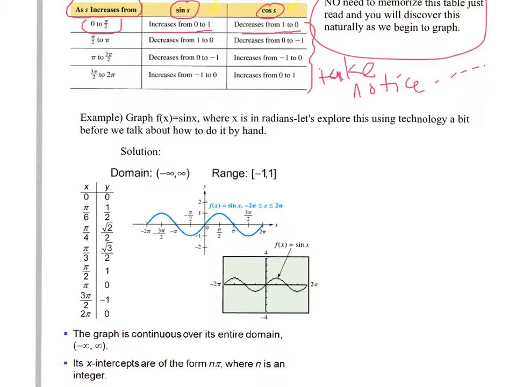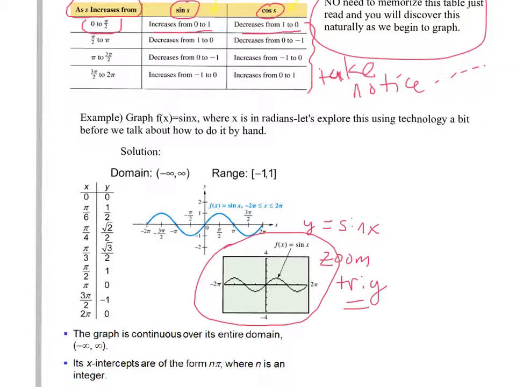Graph f of x equals sine x, where x is in radians, and let's explore this using technology a bit before we talk about how to do it by hand. You see I have my calculator screen right here. So you could just go to y equals, type in sine of x, make sure you're in radians, and then if you're on a TI-83 or 84, remember that you want to hit zoom trig to get your classic window from negative 2 pi to 2 pi.